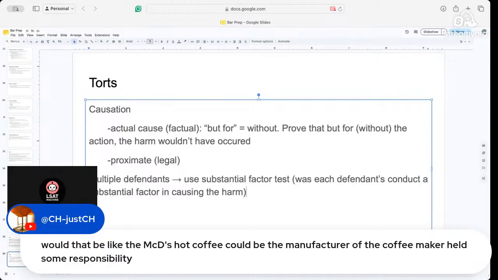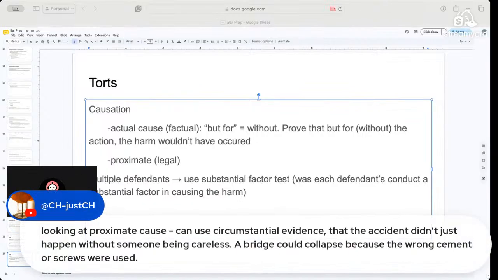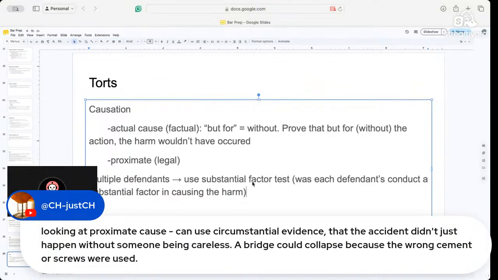Oh, CH, I'm so glad you're here. Looking at proximate cause can use circumstantial evidence that the accident didn't just happen without someone being careless. A bridge could collapse because the wrong cement or screws were used. I see, I see, I see. That's exactly right. And I feel like I definitely remember.